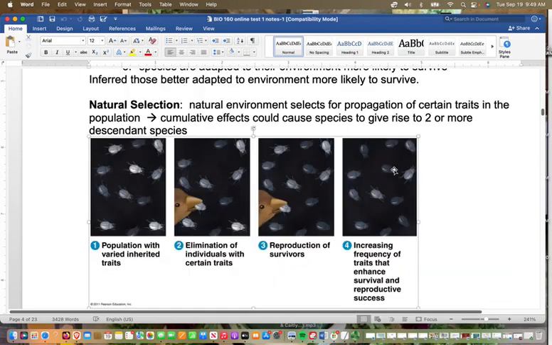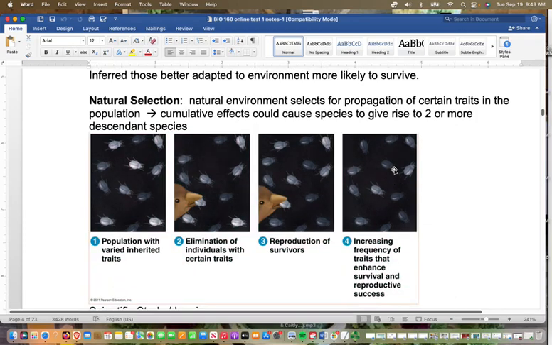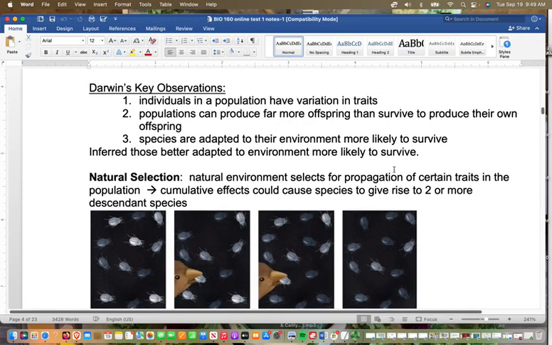So his key observations were that we have individuals in a population with varieties of traits, and those populations can produce far more offspring than what will survive to produce their own offspring. And then those individuals that are adapted to their environment are more likely to survive, are going to be more likely to produce offspring, therefore passing on those traits. So that idea that populations produce far more offspring than what survive to produce their own, if you're thinking of it in terms of humans, we don't produce a lot of offspring, so we have a much greater survival rate.